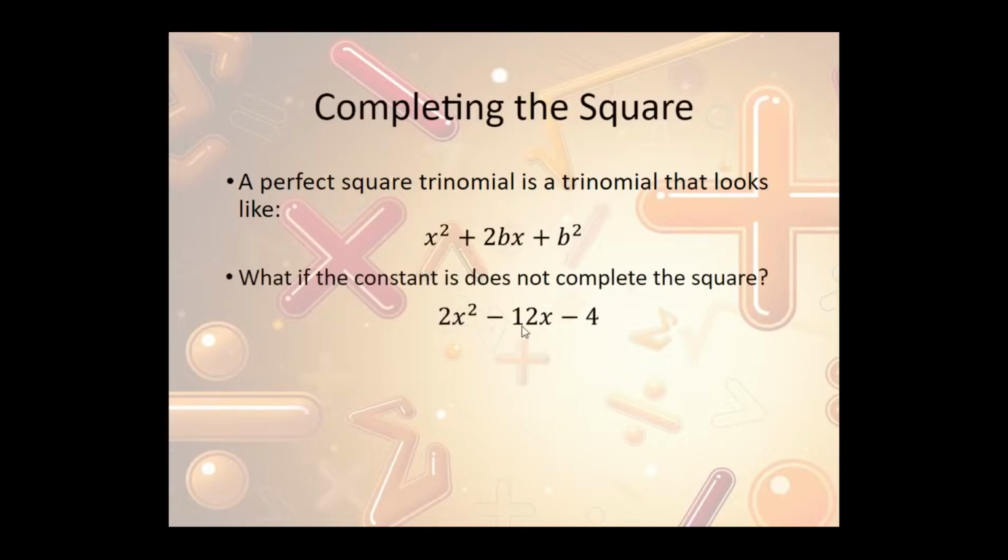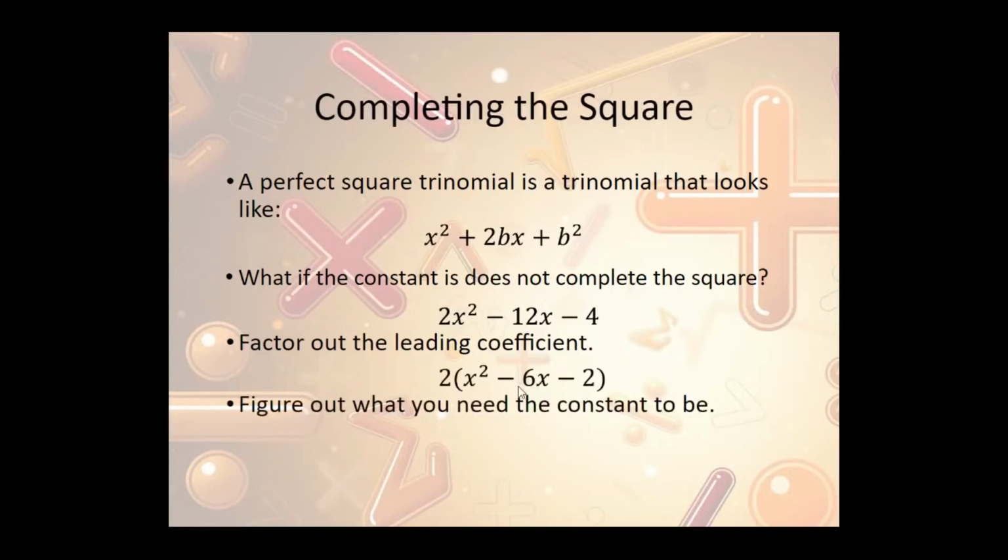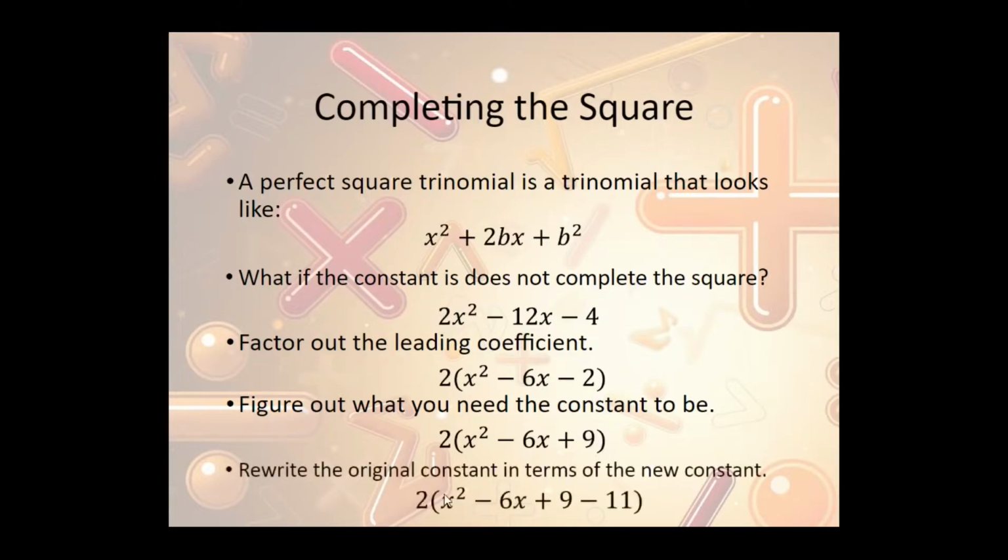Now we have 2x squared minus 12x minus 4. So we're going to factor out the lead coefficient because we can't complete the square if there's a number in front. So we're going to divide everything by 2. Now we get 2 times (x squared minus 6x minus 2). Now we go through our steps like we did before. We take negative 6 and divide it in half, which is negative 3. We square that and we get 9. So that's what we need it to be, but instead we have negative 2. So we need to rewrite this. How do we get from 9 to negative 2? Well, we subtract 11. So now we have 2 times (x squared minus 6x plus 9 minus 11).